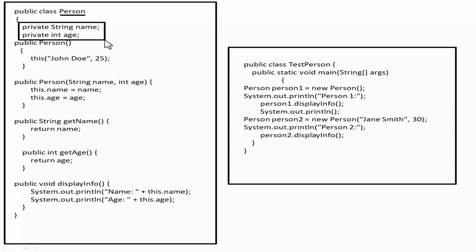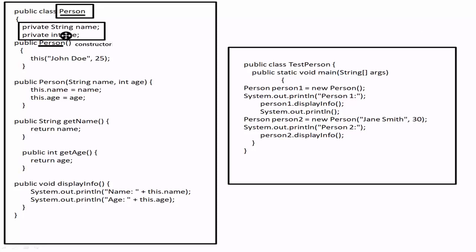Now here we have defined public Person. What is Person? Person is the name of the class. So whenever you define a method with the same name as the class, it is called a constructor. So it is said to be a constructor.